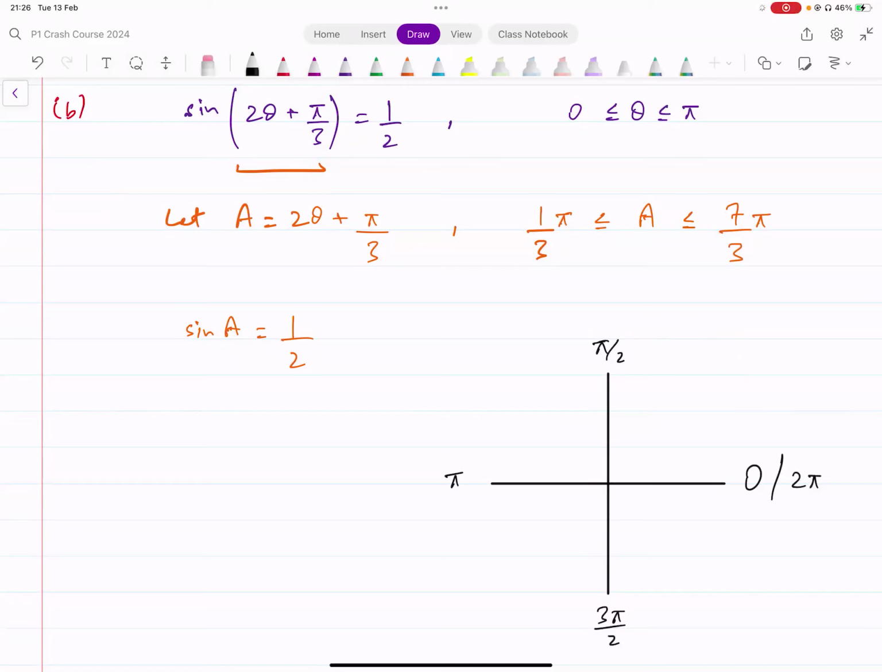I'll give you 2 minutes. Give me the values of theta quickly. Tell me what the answers turn out to be. Take 2 minutes and find out the solutions for this. Find the basic angle, find the possible angles, then use the substitution that again. Put A equal to 2 theta plus pi over 3 and find the values of theta from that. Do this quickly. Tell me the answers in the chat box quickly.